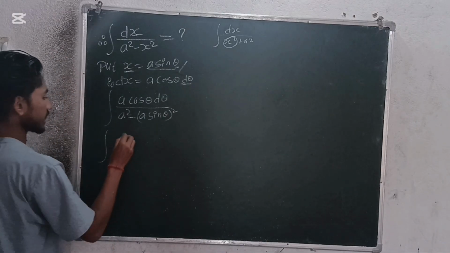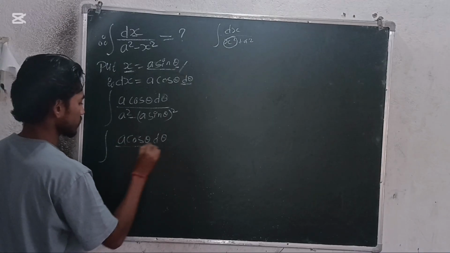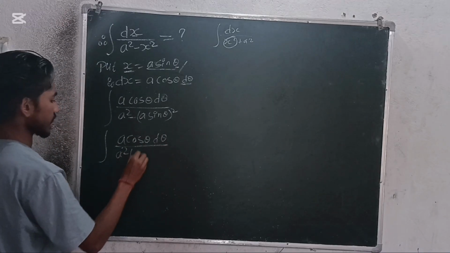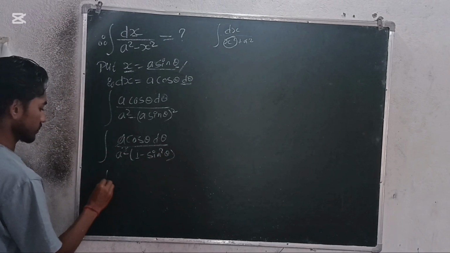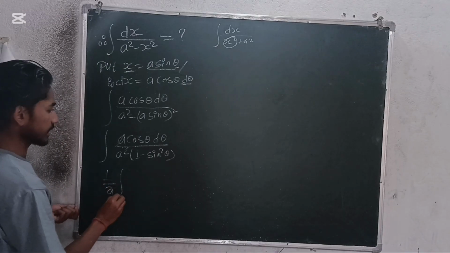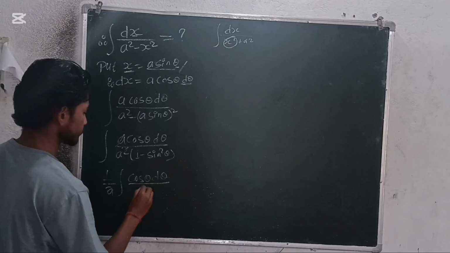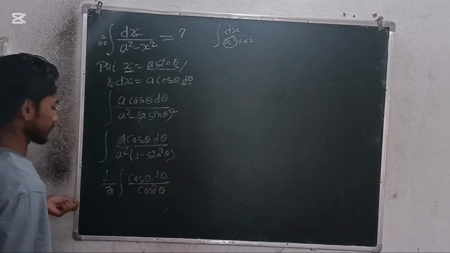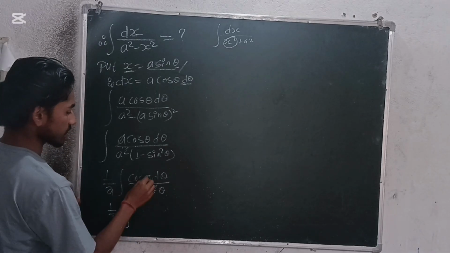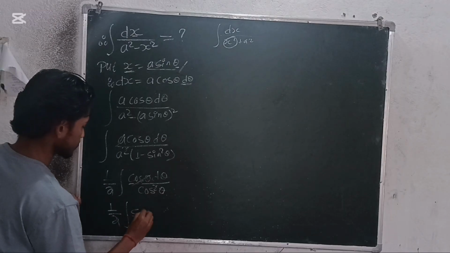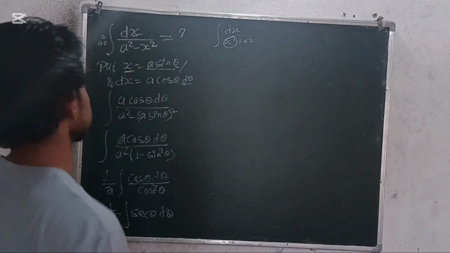So what we get here is a cos theta d theta divided by, if I take a squared as common, 1 minus sine squared theta. The a will cancel out and we get 1 over a integration of cos theta d theta divided by cosine squared theta. The cos will cancel one cos, and the reciprocal of cos theta is secant theta. So we get secant theta d theta.